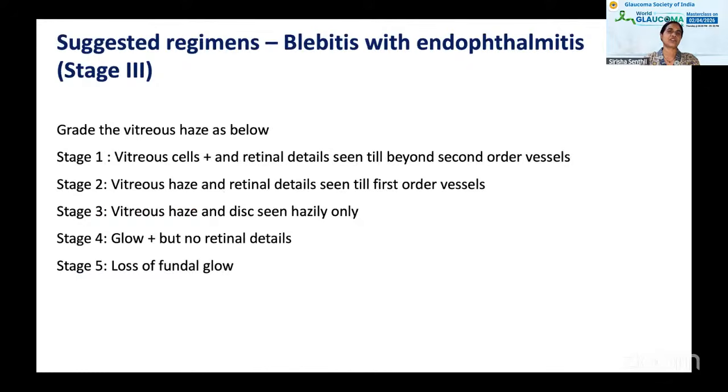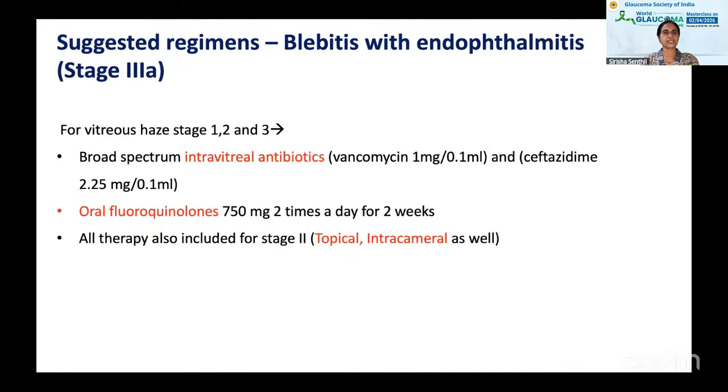Stage 3 is presence of blebitis or endophthalmitis, like I said, but the vitreous haze itself is divided into 5 stages. So we don't go into the details of this, but what is basically said is that if the vitreous is very hazy and the disc and the vessels are hazily seen, that is stage 3. But if you have very, very hazy vitreous and you don't see any other retinal details, that is stage 4 or stage 5.